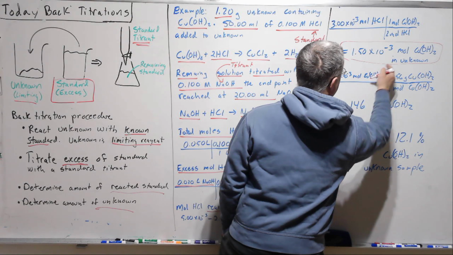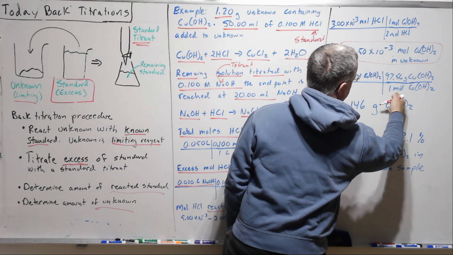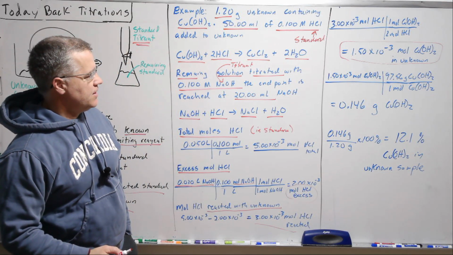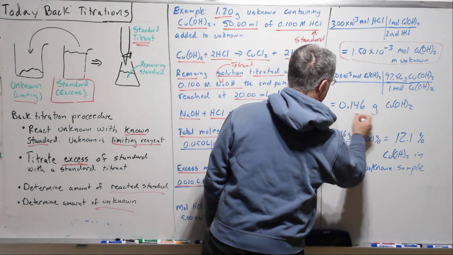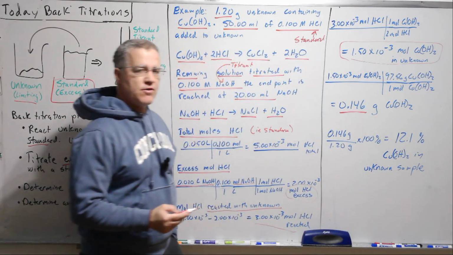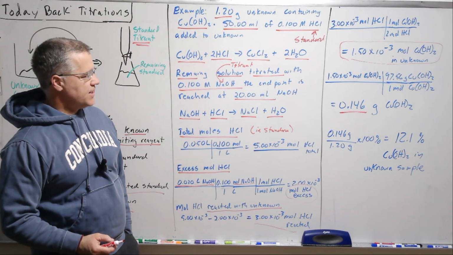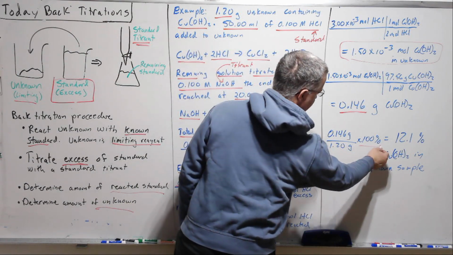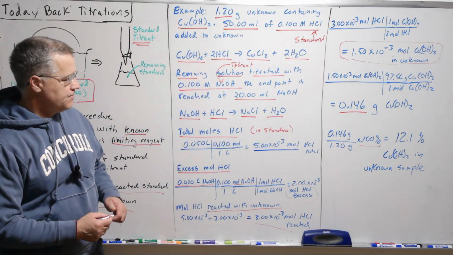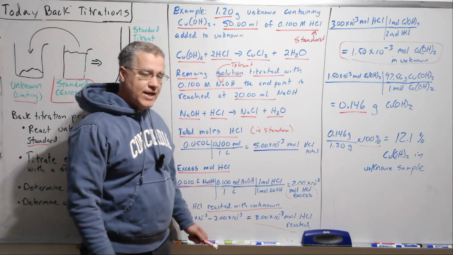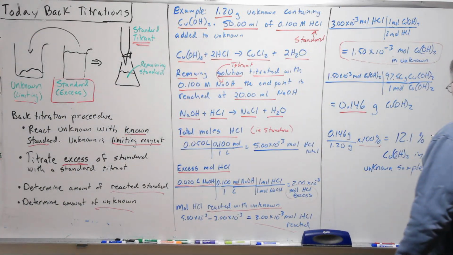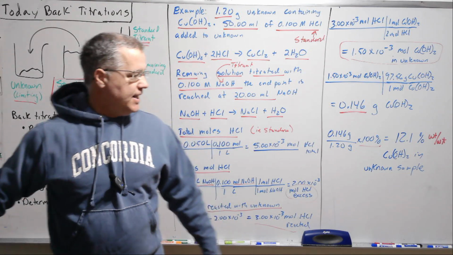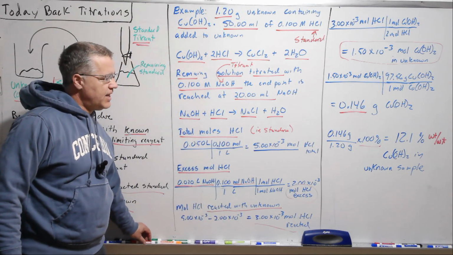So let's convert this number of moles to mass. So the molar mass of copper hydroxide, if you work that out or look it up, is 97.56, and then we get an amount of grams, which is 0.146. Take that, divide by our original sample of 1.2, and multiply by 100%, and we get 12%. So we have a 12% weight, so I should probably put weight percent to indicate that it's mass of unknown over total mass of the sample.